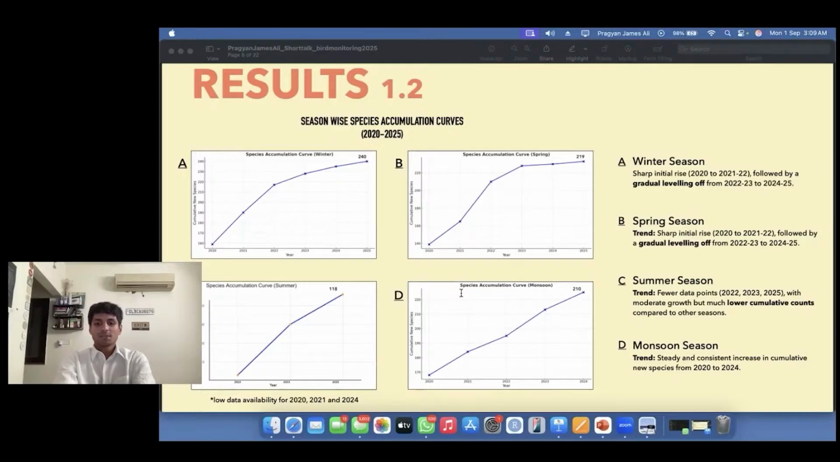Now, the curve of the summer season has fewer data points because there weren't enough checklists that passed the 35 species benchmark during those years. Hence, it looks a little weird compared to its brethren.